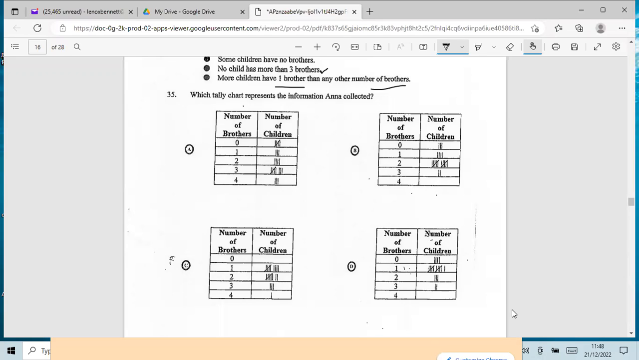35. Which tally represents the information Anna collected? So listen. Some children have no brothers. No child has more than 3 brothers. So 3 is the maximum. More children have 1 brother than any other number. Which would be the answer?